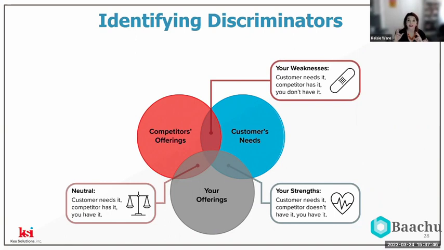And then your discriminators are going to live where things that your company can offer and the customer needs, but your competitor doesn't have. Those are going to be your strengths. Those are going to be your win themes. And those are going to be your key sales points that you want to make sure that you are incorporating into your content in order to get that maximum compelling evaluation.